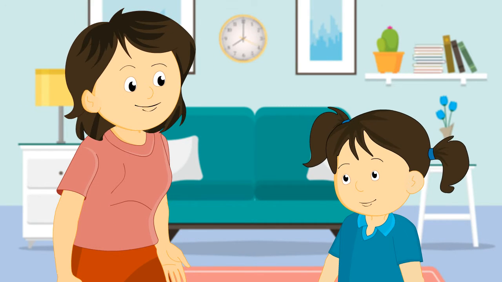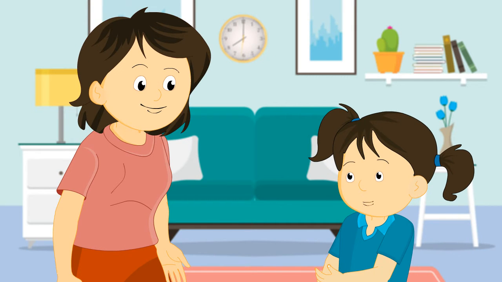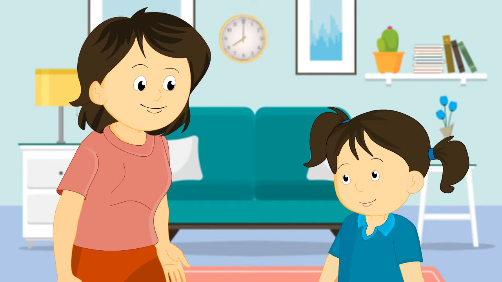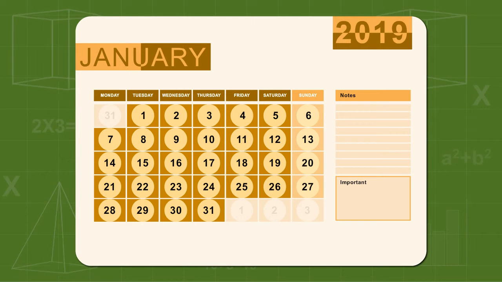Yes. Today is 1st of July. Sister, how can I read the date? See, the number of days in every month starts from 1 to 30 or 31.